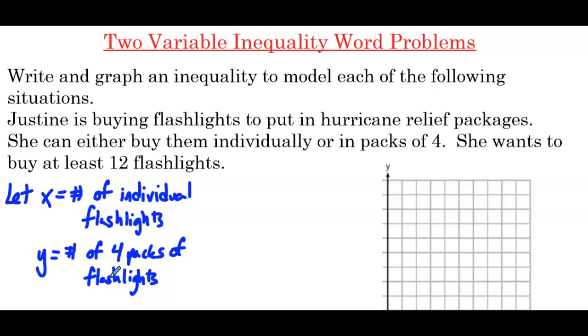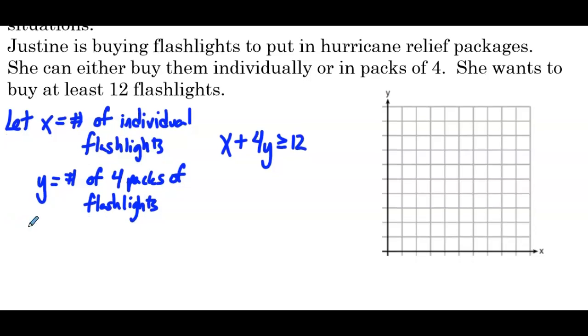Now we need to set up the inequality that would model what we've been given. The amount of flashlights that she would buy, well, she can either buy individual, which would be x, or 4-packs. So if she buys y 4-packs, we have to multiply by 4 to get the number of flashlights that she's bought. So we'd have plus 4y. And she wants this quantity to be greater than or equal to 12.